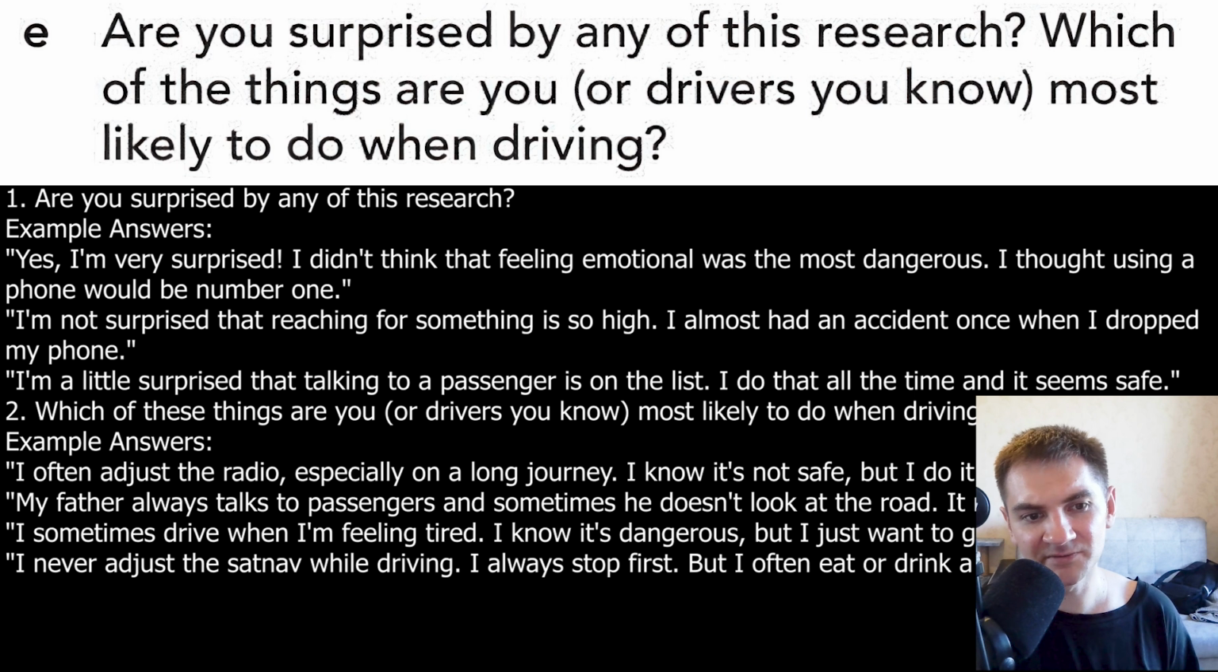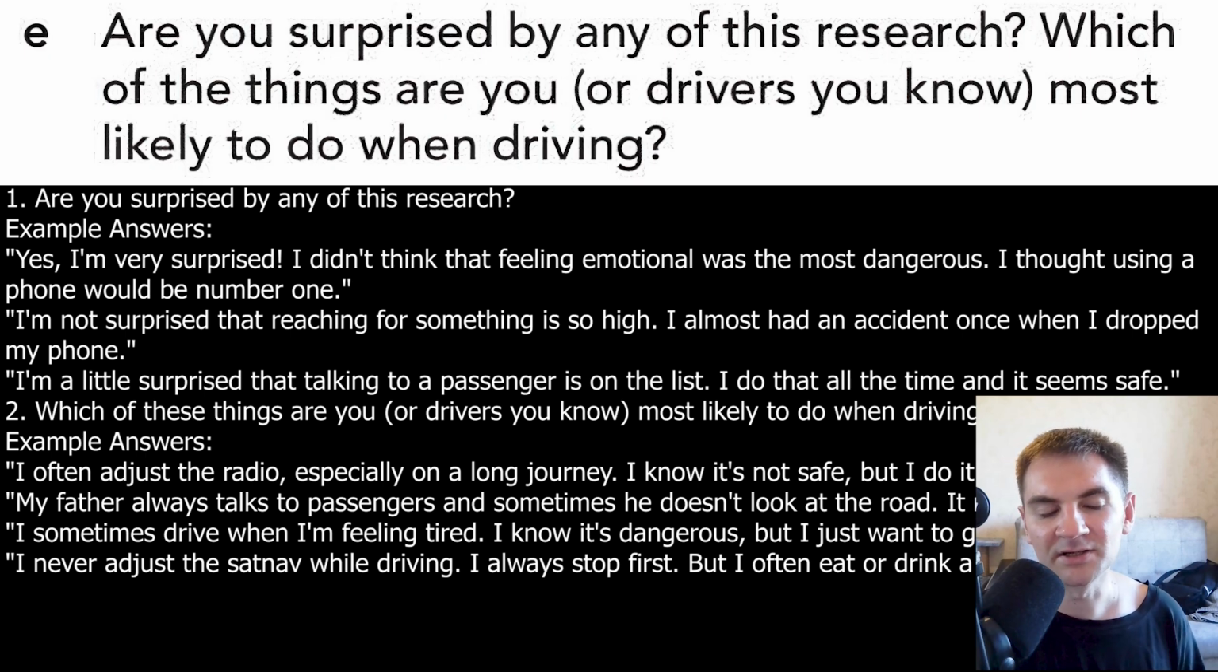It makes me nervous. I sometimes drive when I'm feeling tired. I know it's dangerous, but I just want to get home. I never adjust the sat-nav while driving. I always stop first. But I often eat or drink a coffee in the car. Okay, now share your own thoughts and discuss it.